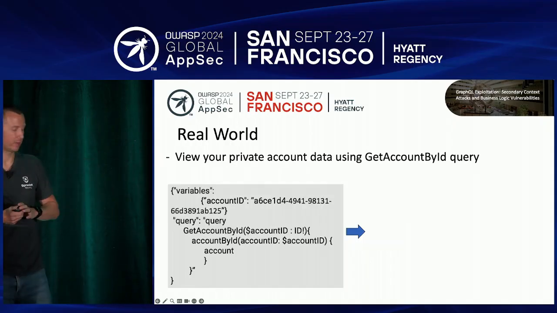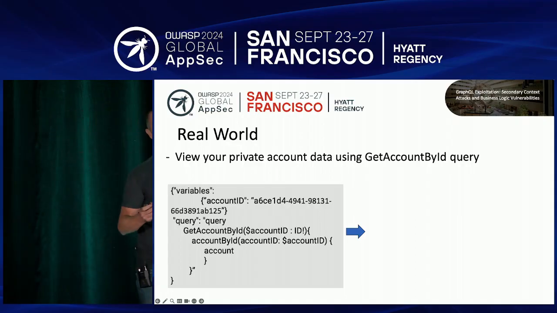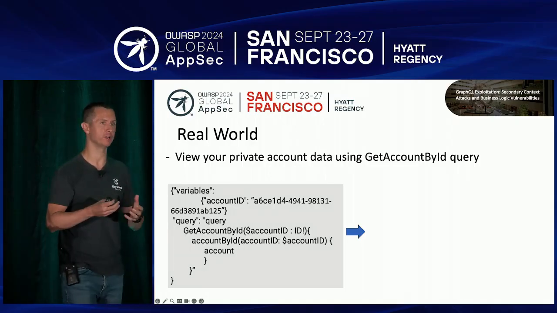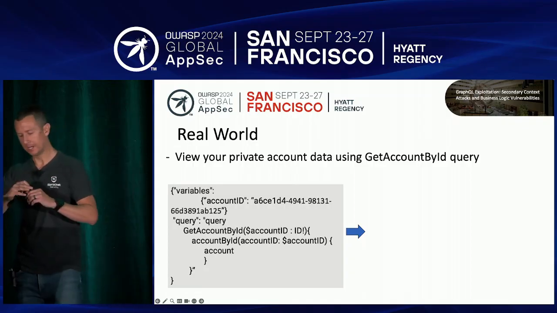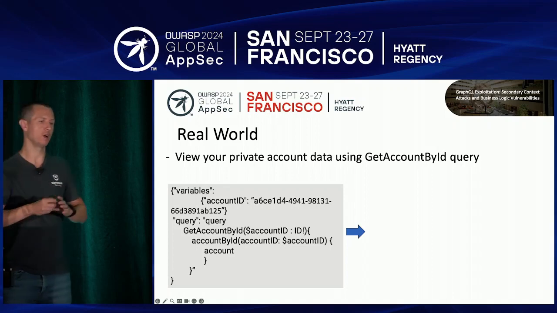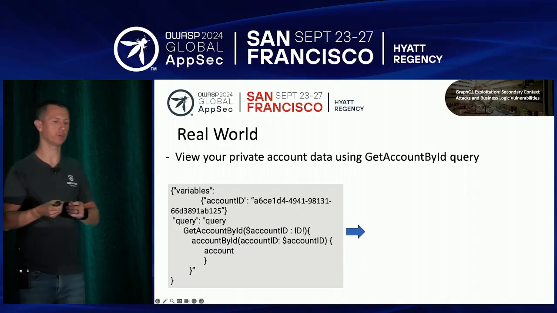So let's do another example. This is a completely different application, an enterprise app. It was single sign-on, so you could create an account, and there was some pretty powerful data once you created an account and associated it with different things. As I was testing the application, I could see these GraphQL queries that would view your private account data using a get account by ID query.